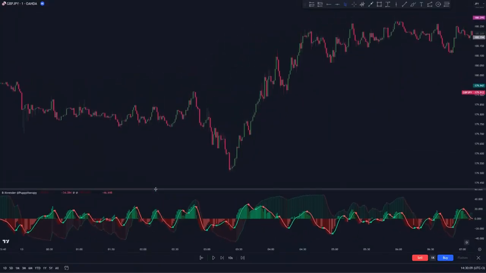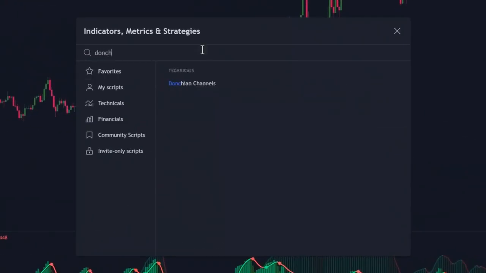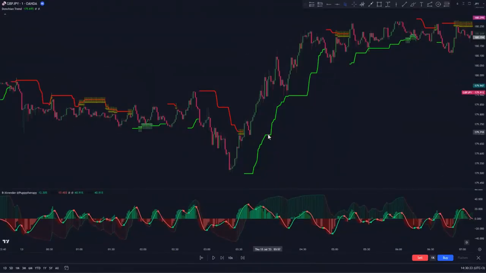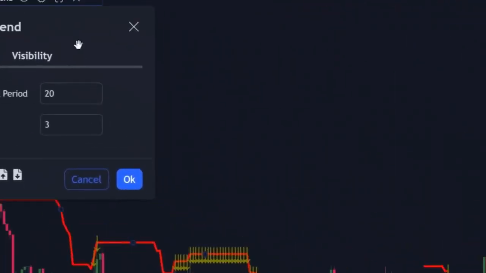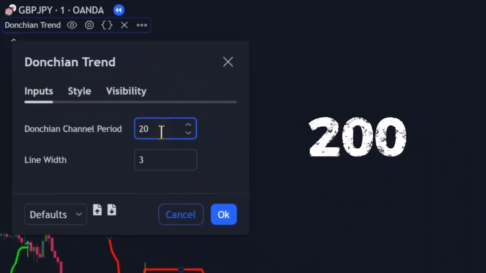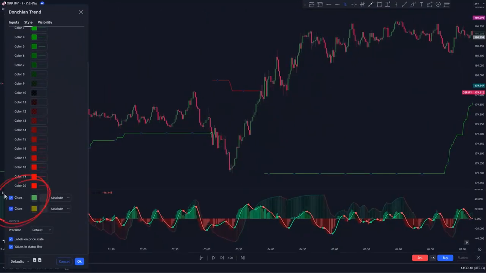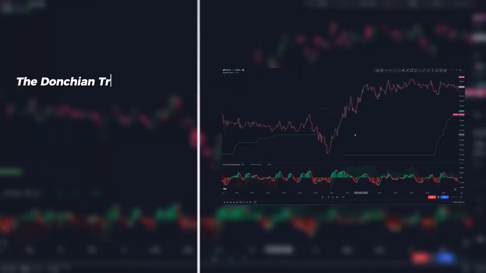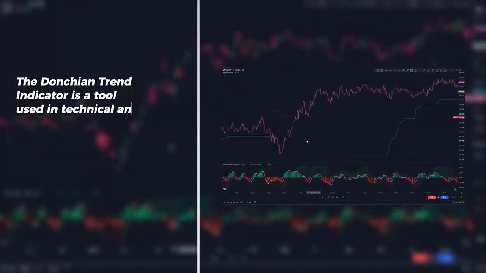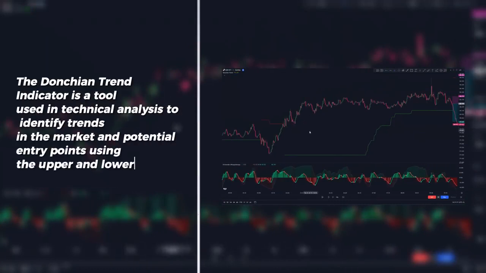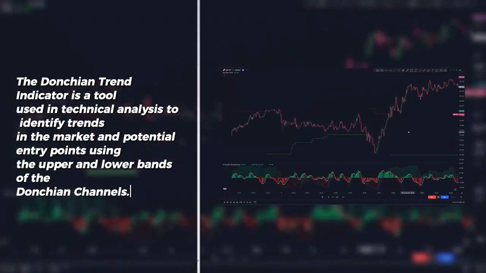On the indicator search tab, type in Donchian Trend, this one by Lonesome the Blue. Double-click on it to access the settings panel. On the Inputs tab, change the length to 200 and reduce the line width to 1. Then on the Style tab, disable these 2 character options and then click OK. The Donchian Trend is a tool used in technical analysis to identify trends in the market and potential entry points using the upper and lower bands of the Donchian channels.